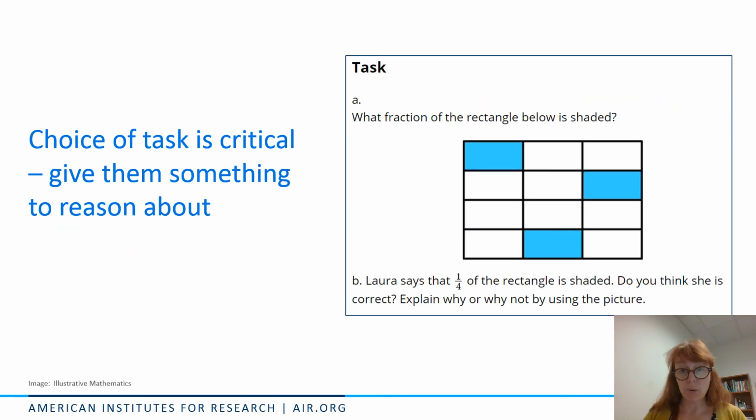So remember that the choice of task is critical. You need to give them something to reason about. Tasks don't necessarily have to be real world, but they should be aligned to the standard you're teaching. They should present an interesting situation with a possibility for multiple solutions or the use of a variety of tools. They should build upon student understanding, and they should allow for multiple access points. Kids need to have something worth discussing. Just as important as the task itself is how it is presented and facilitated. Don't make the mistake of over-scaffolding and removing the opportunity for your students to think these problems through.